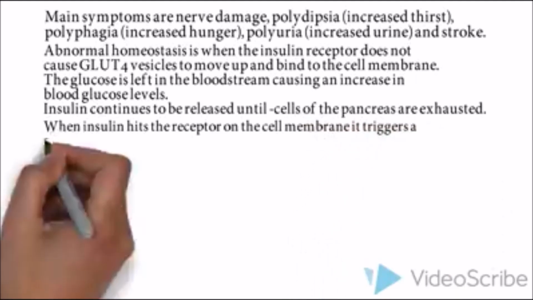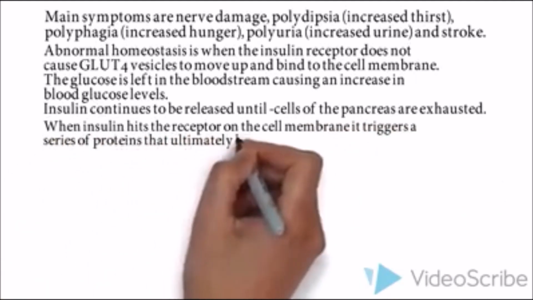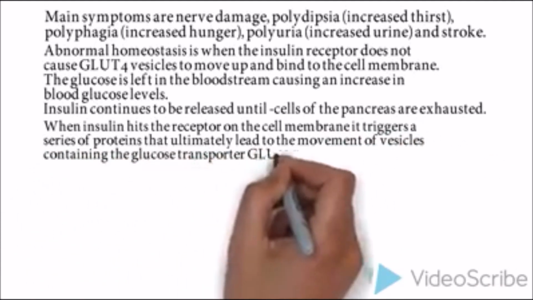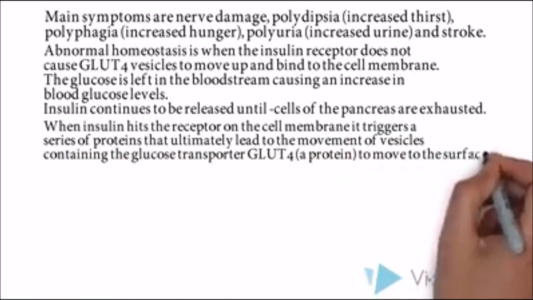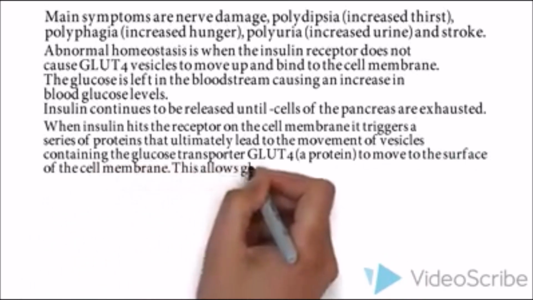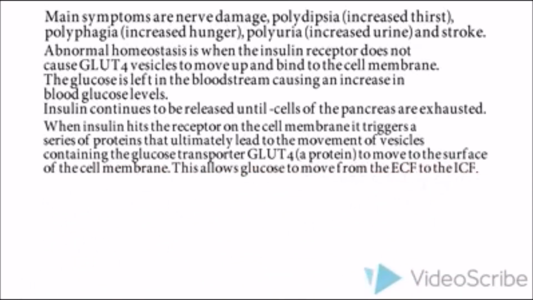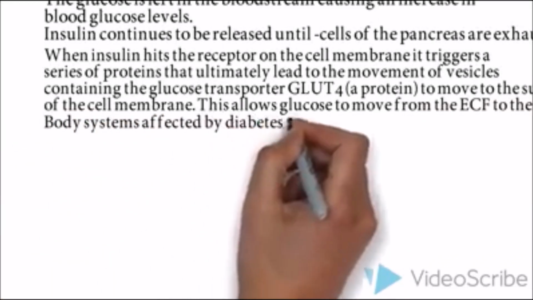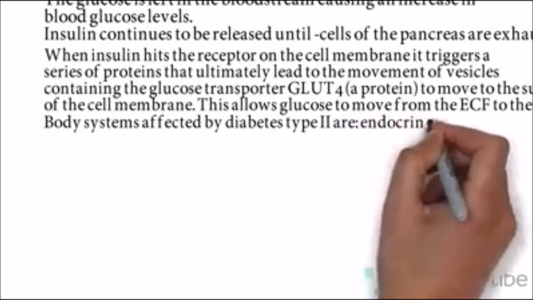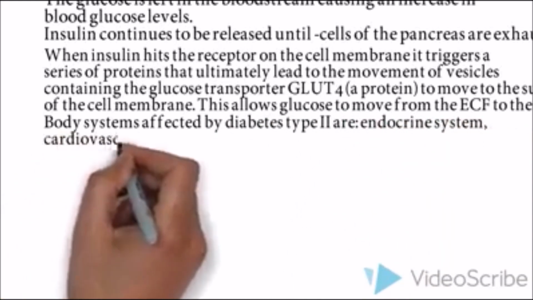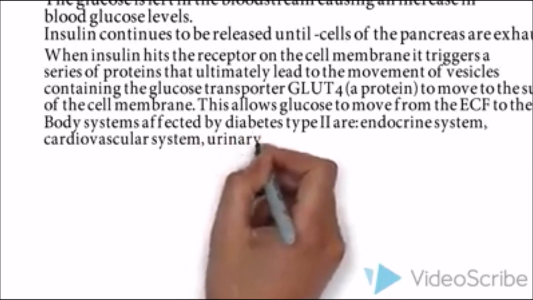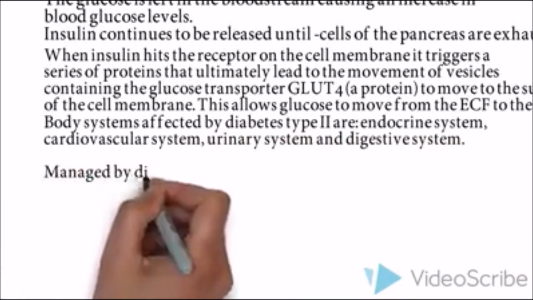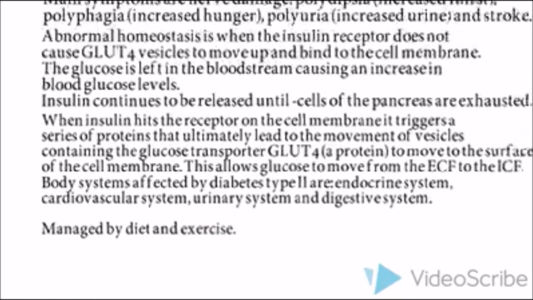When insulin hits the receptor on the cell membrane, it triggers a series of proteins that ultimately lead to the movement of vesicles containing the glucose transporter GLUT4, which is a protein, to move to the surface of the cell membrane. This allows glucose to move from the ECF to the ICF. The body systems affected by diabetes type 2 are the endocrine system, the cardiovascular system, the urinary system, and the digestive system. Diabetes type 2 can be managed by diet and exercise.